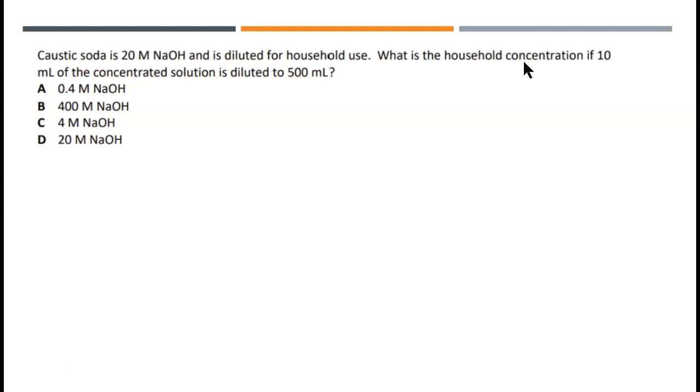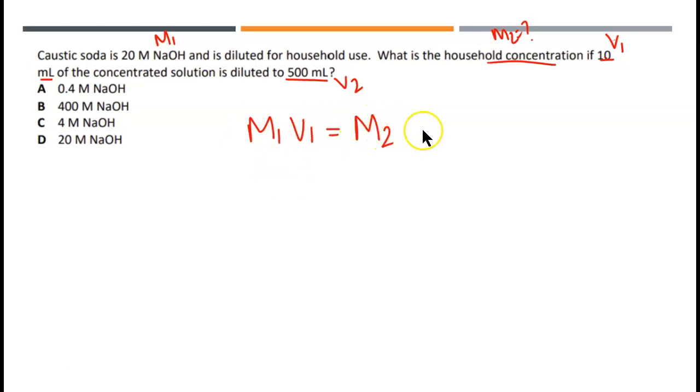So first things first, go ahead and label our variables. So here I have 20 molar. This is my M1. And then we don't know what our M2 is, because this is originally what it is, and it's diluted for the household concentration. We don't know what it is, so we don't know what M2 is. If 10 milliliters of the concentrated is diluted to 500, so this is our V1, this is our V2, what is the household concentration? Remember, our main thing on this one is being able to identify your variables properly.